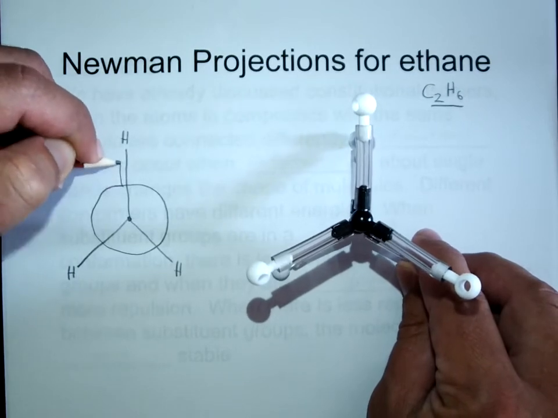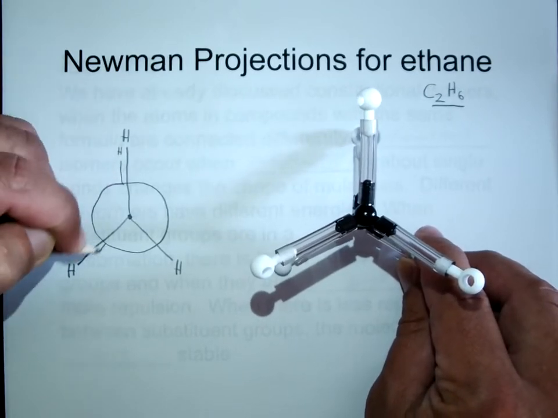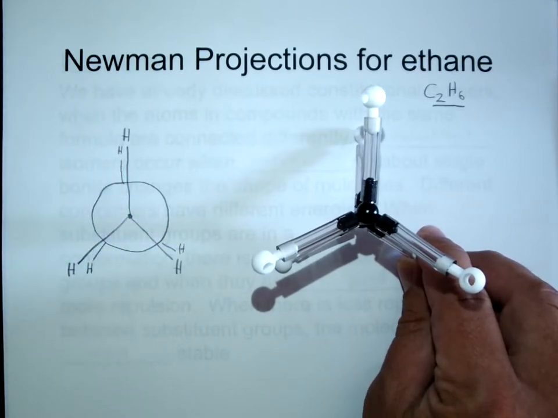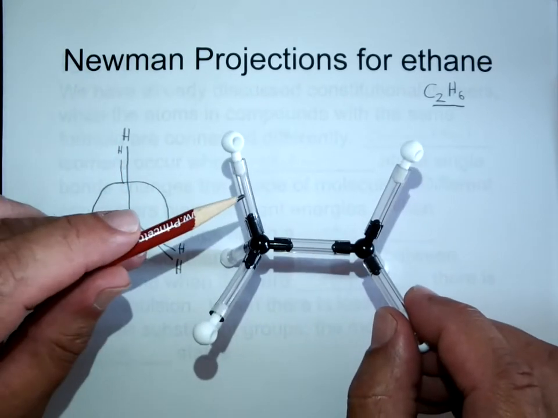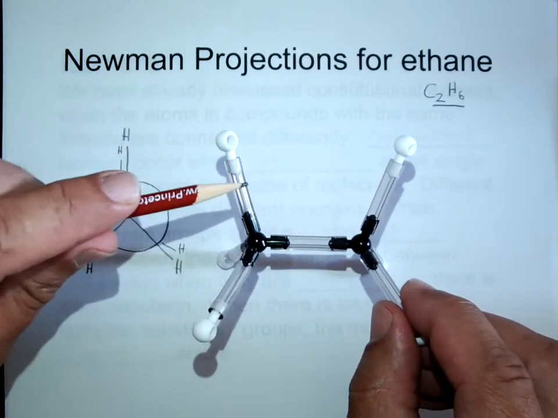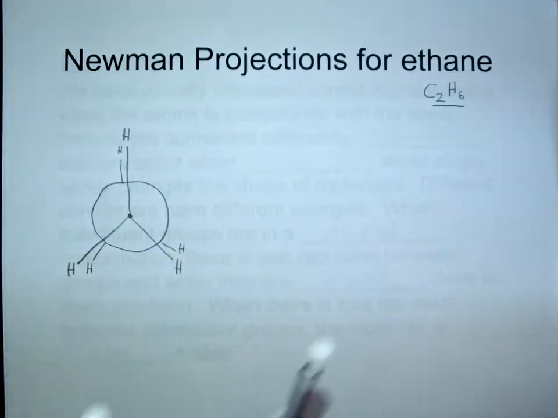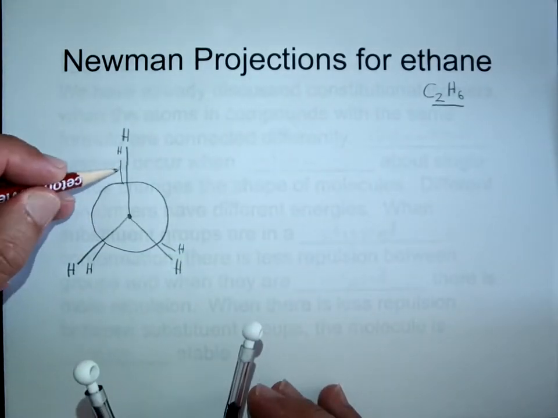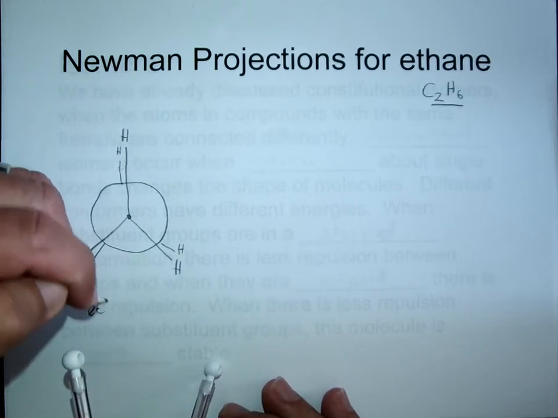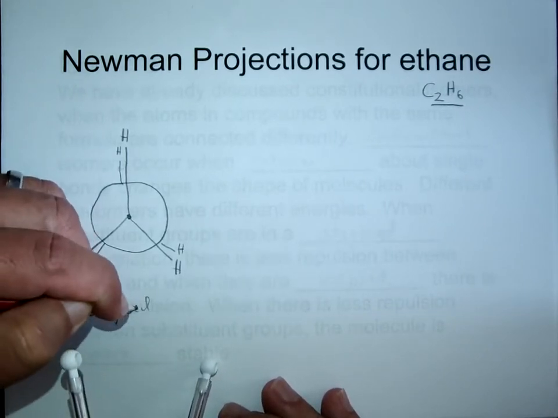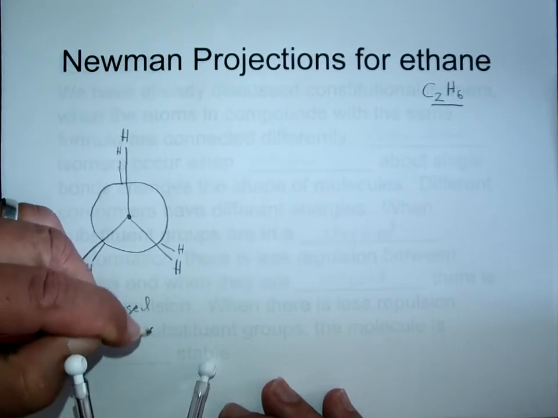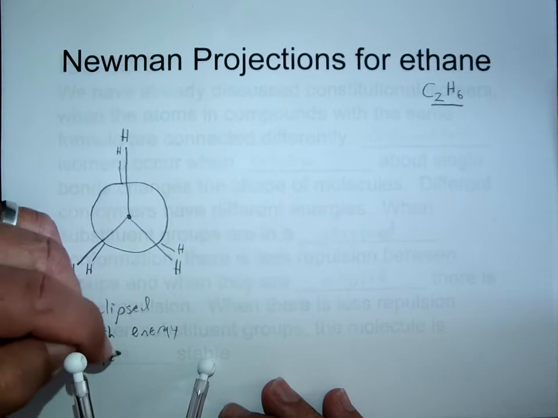So to show what's in back, we just off-center it a little bit and show the three hydrogens on the back carbon. And now there's a certain distance between these electrons in this bond and these electrons in this bond. And that's the source of the repulsion. The electrons in the bond here are going to be close enough to repel each other. So this is the eclipsed conformation. It's higher in energy, and it's less stable.